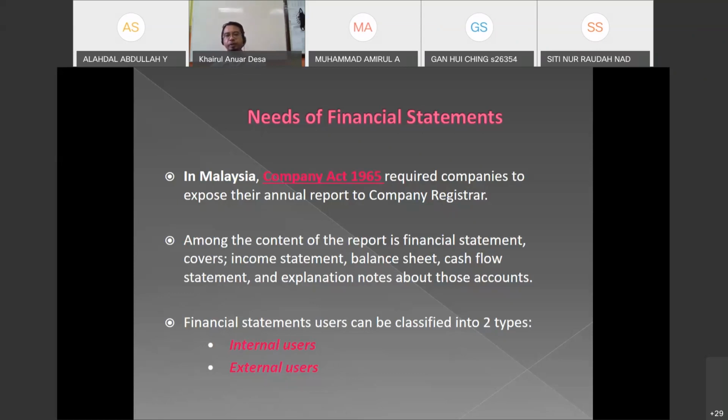So, point number 2. Among the contents of the annual report is the financial statement. In it there is the income statement, balance sheet, cash flow, and the explanation notes about the accounts. Okay, one of the chapters in the annual report is the financial statement.